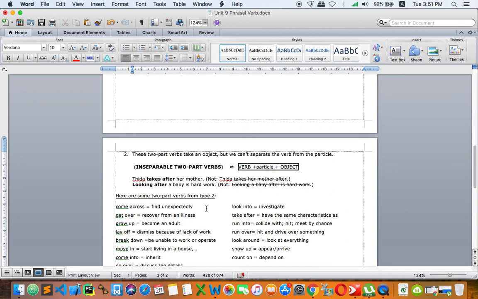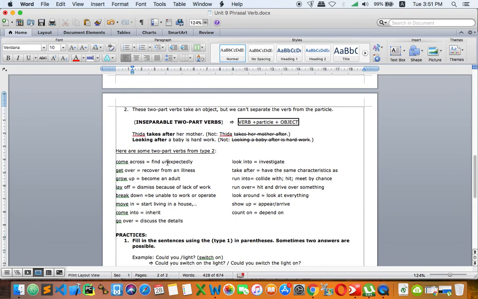Okay, so here are examples of the two-part verbs and the inseparable ones. So try to remember as many as you can right here. Come across: you cannot say, I come my friend across, you cannot say that. You have to say, I come across my friend, or I come across him. So that is the only way that you can do with inseparable.